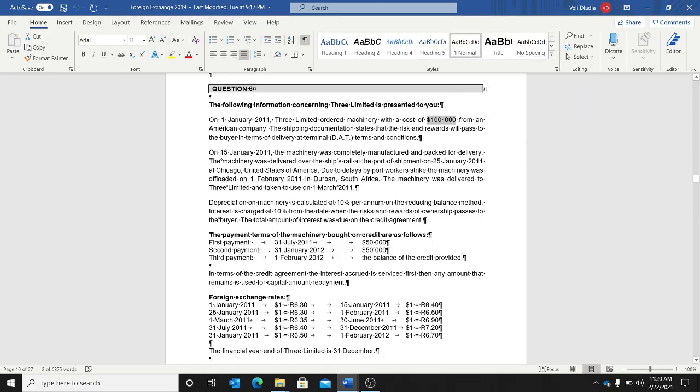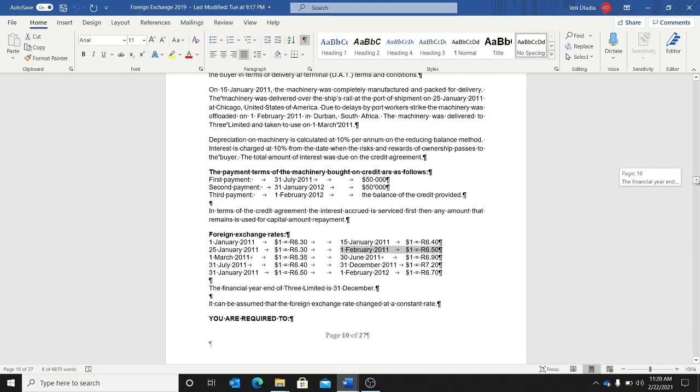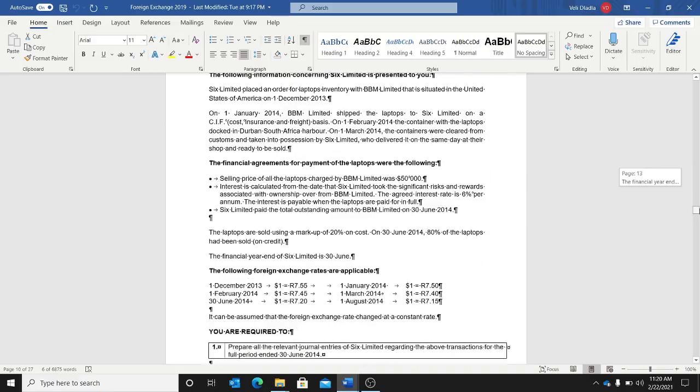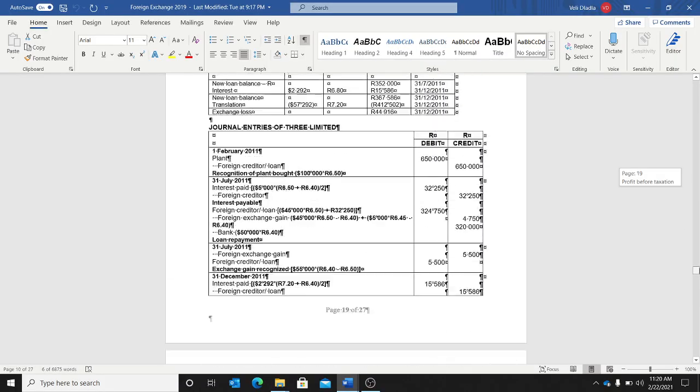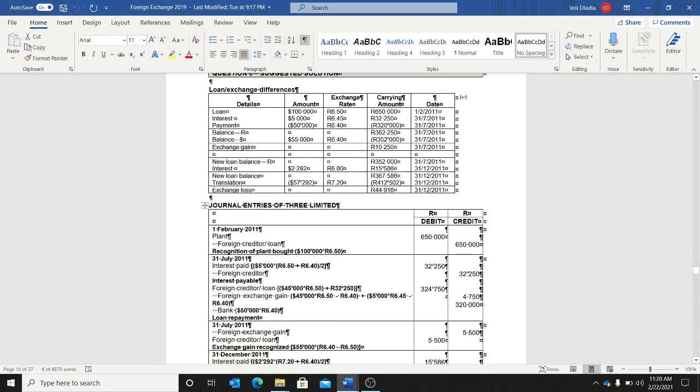So you'll multiply it by 650 because on 1 February it's 650, right? 100,000 times 650. So that is your question 6. Let's check here. I do have all the solutions here. Here it is. You see, it's 100,000. It's 650, what you bought here.